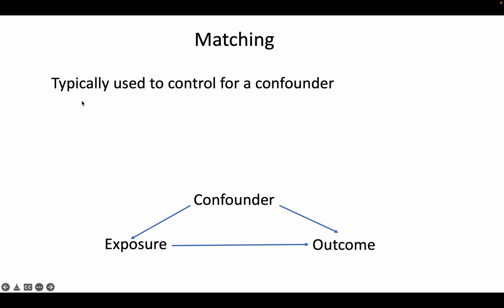Just a quick review, a confounder is something that's related to both the exposure of interest and the outcome of interest. And when we don't control for it, it can distort the observed relationship between the exposure and the outcome in ways that aren't always predictable.